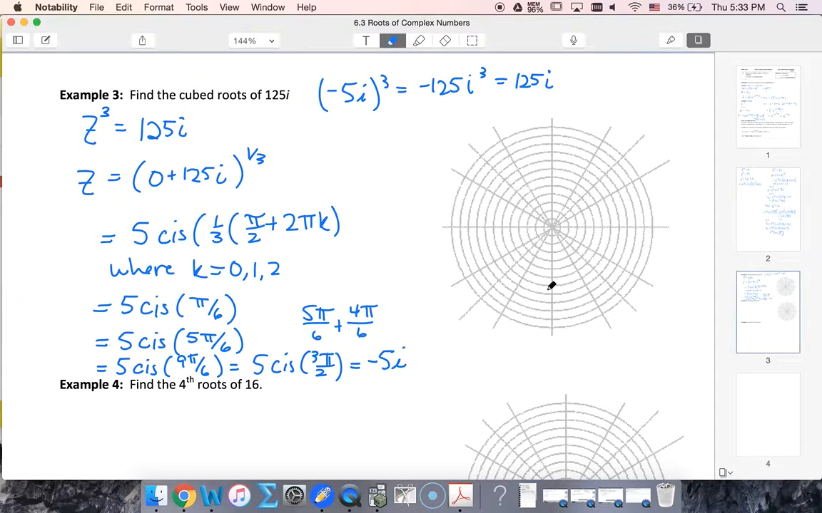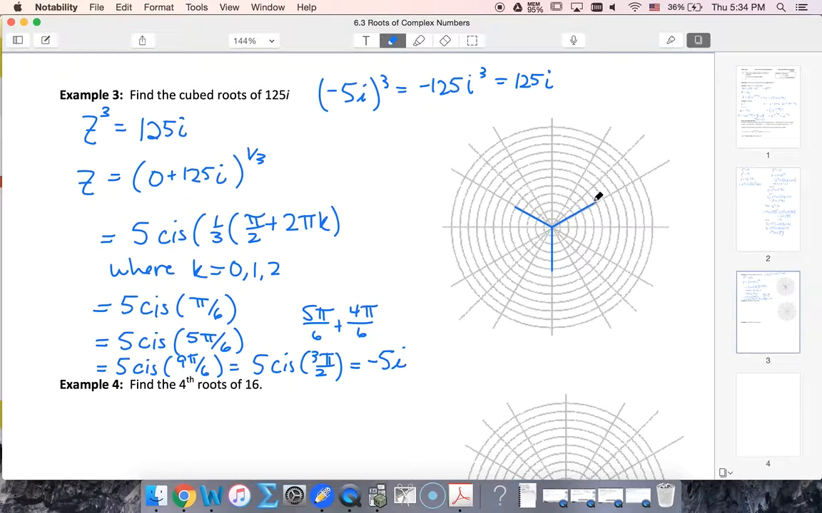The reason I put this polar coordinates grid here is so that we can graph these solutions, because there's something interesting that happens graphically with the roots of complex numbers. So if I graph my solutions, negative 5i is the easiest one to graph. So let's go 1, 2, 3, 4, 5. And now 5 cis 5 pi over 6. So that one's over here. 1, 2, 3, 4, 5. And then 5 cis pi over 6. 1, 2, 3, 4, 5.